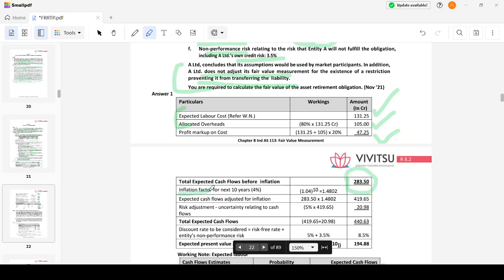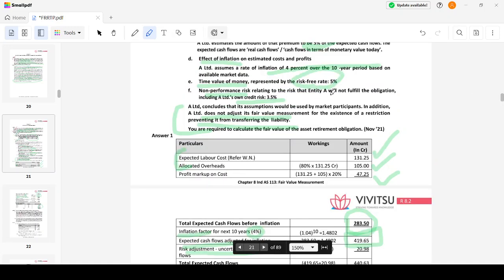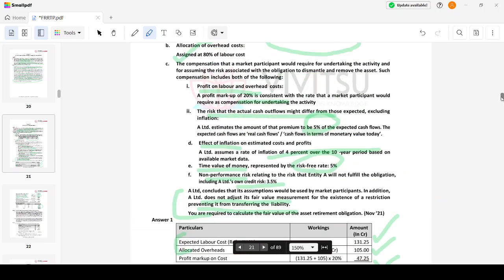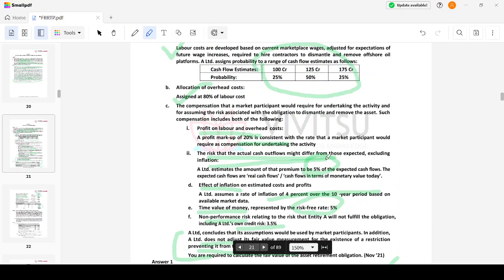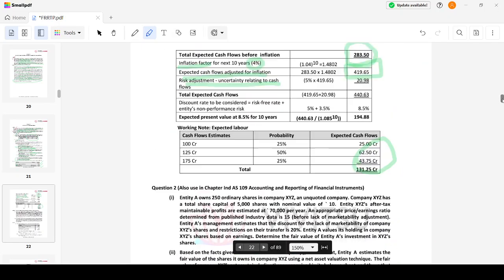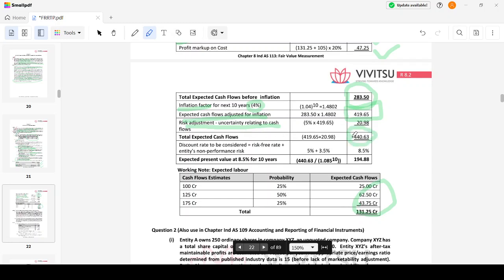The inflation factor for the next 10 years is 4%, so 1.04 to the power 10. Expected cash flows adjusted for inflation: 283 into 1.04^10. This is the adjusted cash flows covering the inflation. Then the risk adjustment for uncertainty relating to the cash flows is 5%. This is the premium which is going to be paid. Then this will be the total cash flows. The discount rate will be my risk-free rate and the entity's own risk premium, so 5% plus 3.5%. This 5% is confusing, right?